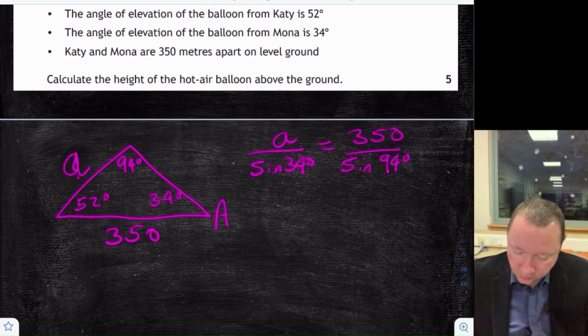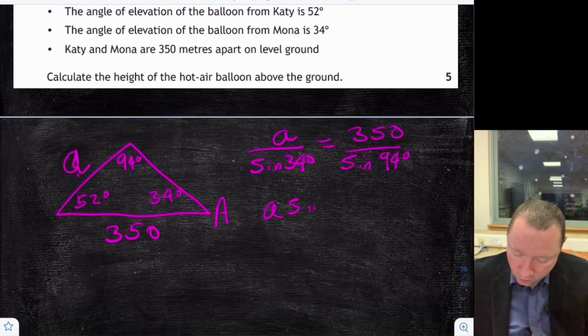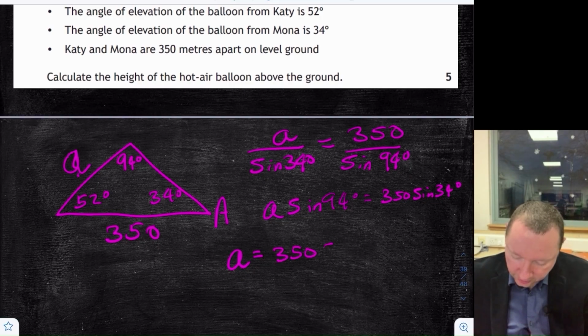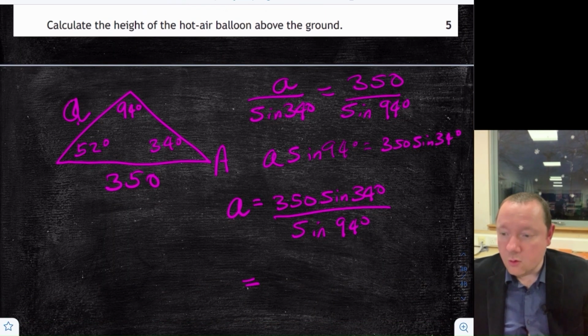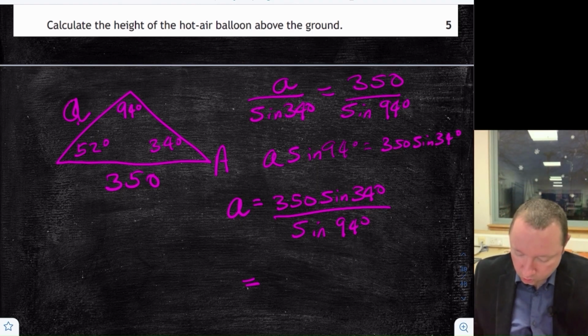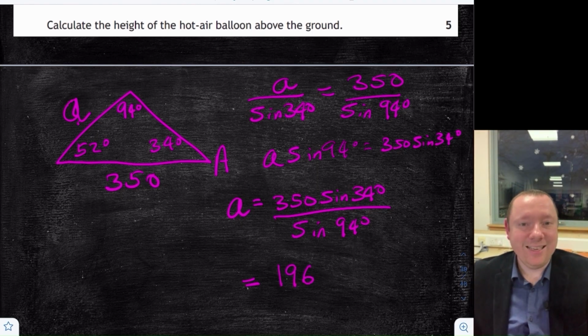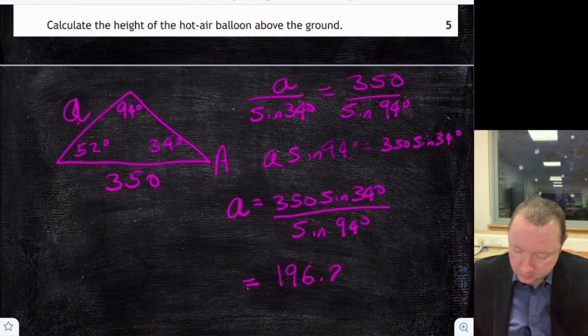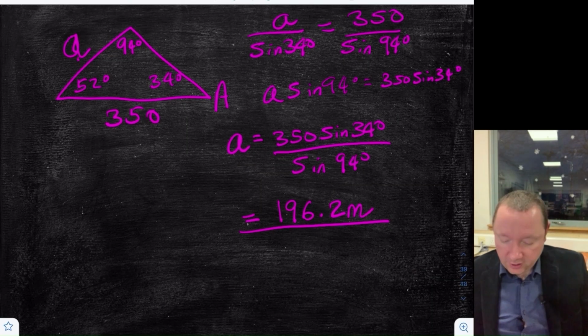We now need to rearrange that. So A sine 94 equals 350 sine 34. So A must equal 350 times the sine of 34 over the sine of 94. So getting a calculator and working that out, you get A is 196.195, or 196.2 would be fine, or even just 196. So far I've got 3 marks: substitution, rearranging and getting an answer.